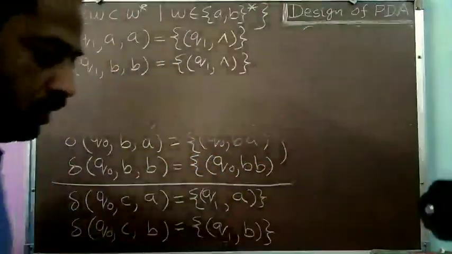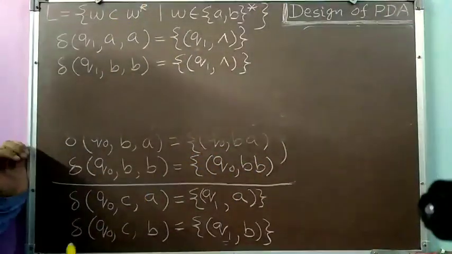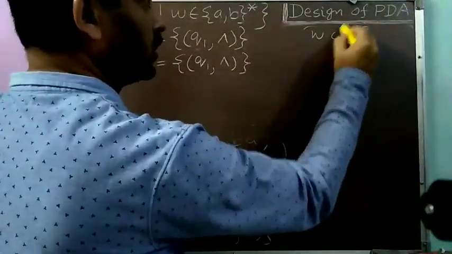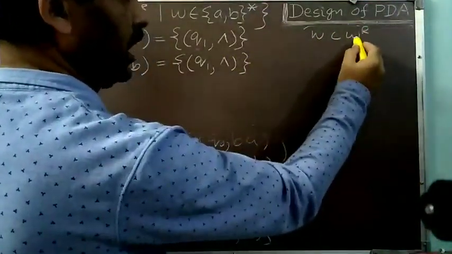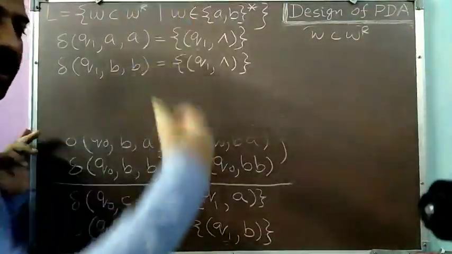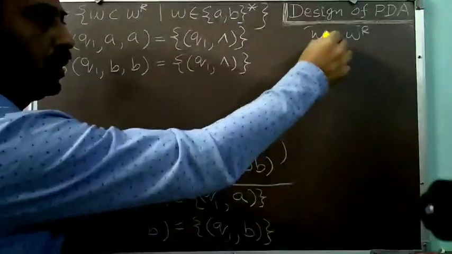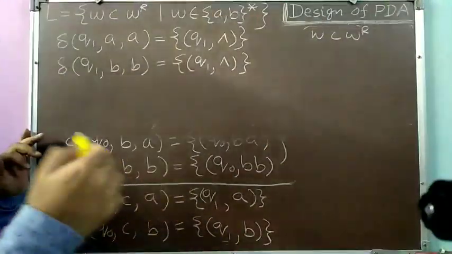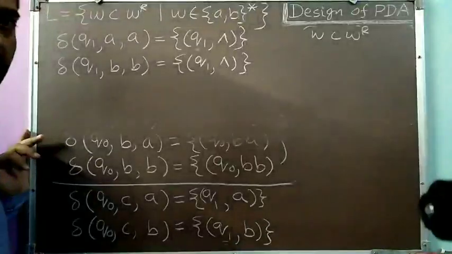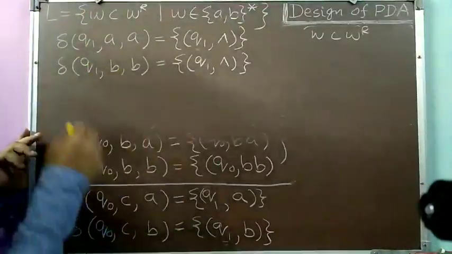Now when I have done the complete matching, suppose W, C, W^R. This input side is actually the reverse of this W. So all the symbols which I have pushed from the W on the pushdown store will be popped up. Then on the top of the pushdown store, I will be having only the Z0.